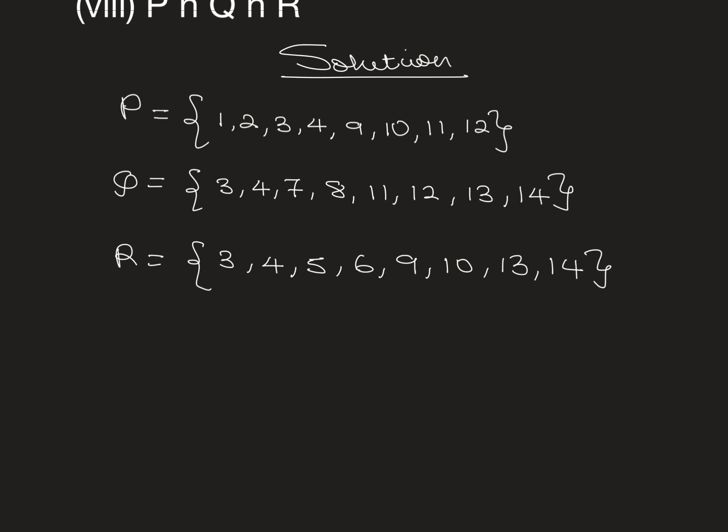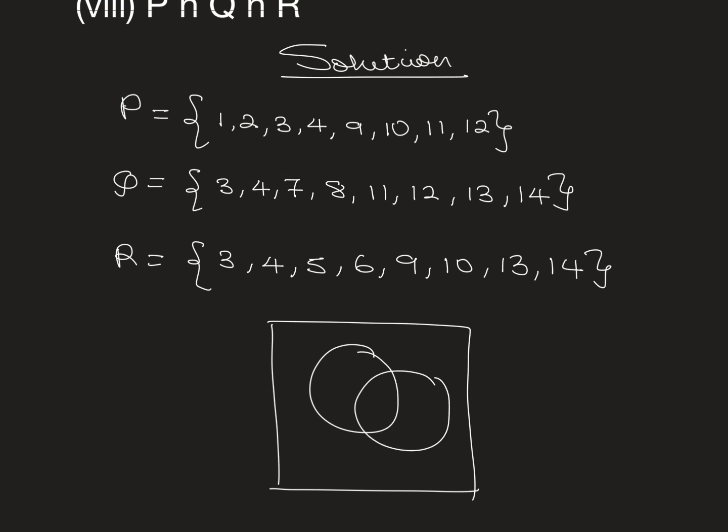Okay? So the way you try to draw it will be, you're going to have 3 sets that are going to have a common intersection, which is here. All right? So if this is set P, let's say this is set Q, let's say this is set R, 3 and 4 will be here, okay? Because this is where all the 3 sets overlap.